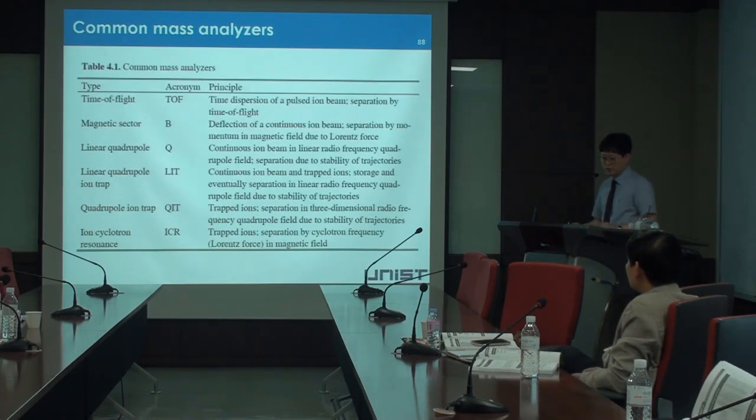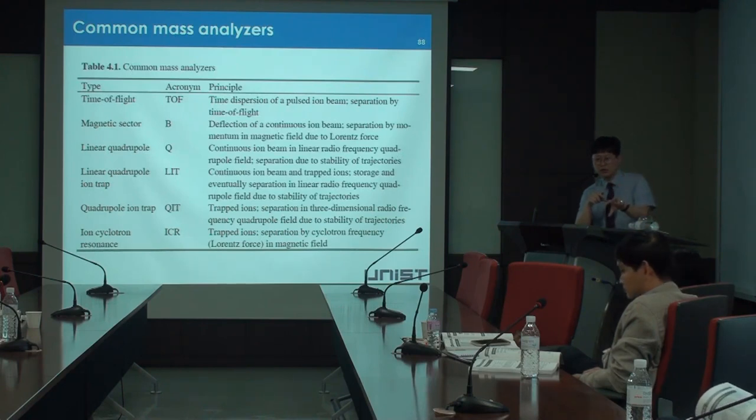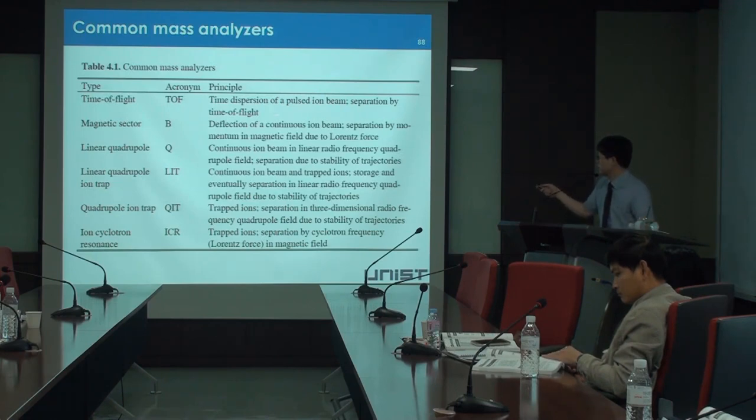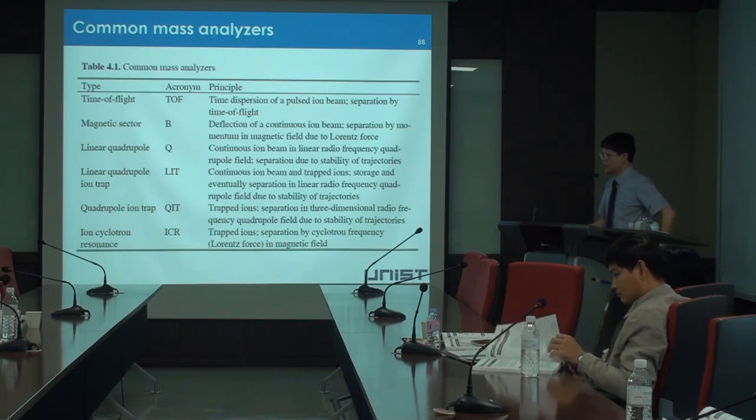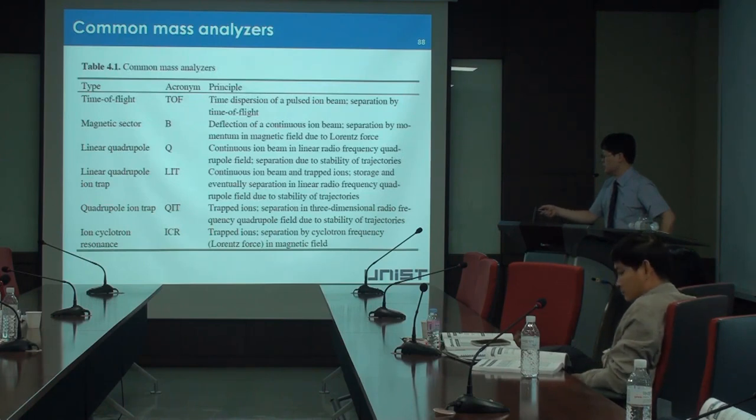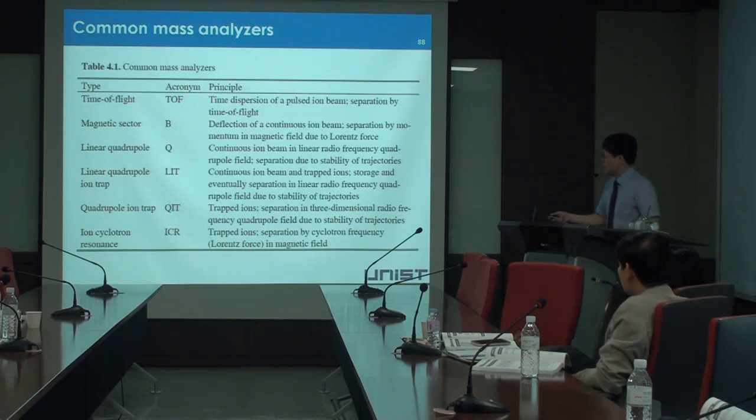Okay, common mass analyzers. So far I explained ion sources: electron impact, chemical ionization, and ESI. And then after ionization, how to separate these ions can be done by different methodologies. There are actually so many different types: TOF, time of flight, magnetic, and so on, and the Orbitrap. This is just a PSA ion trap. This is an Orbitrap type. This is ICR, ion cyclotron resonance. So the general option is to use Orbitrap.